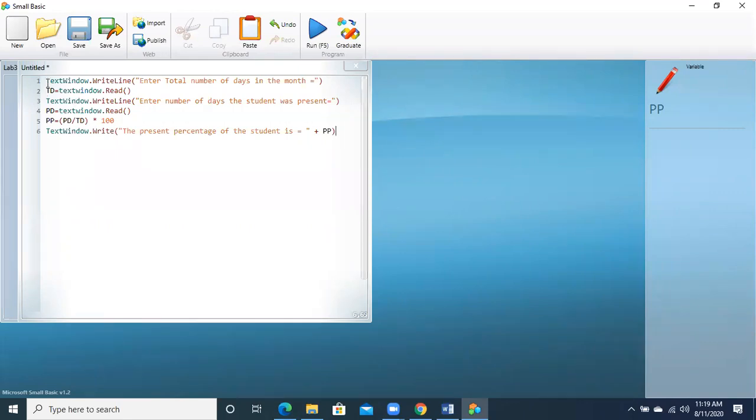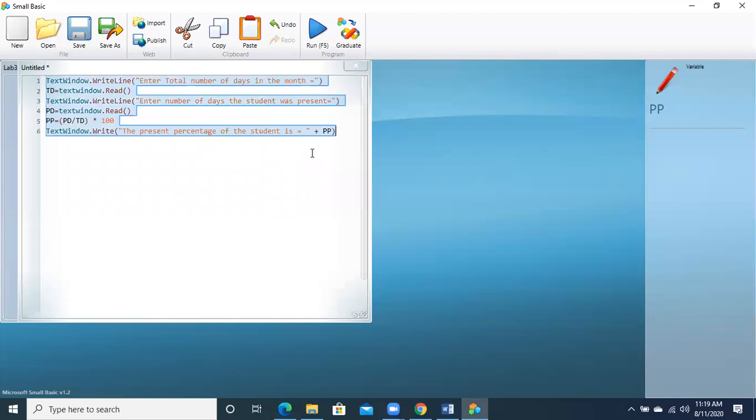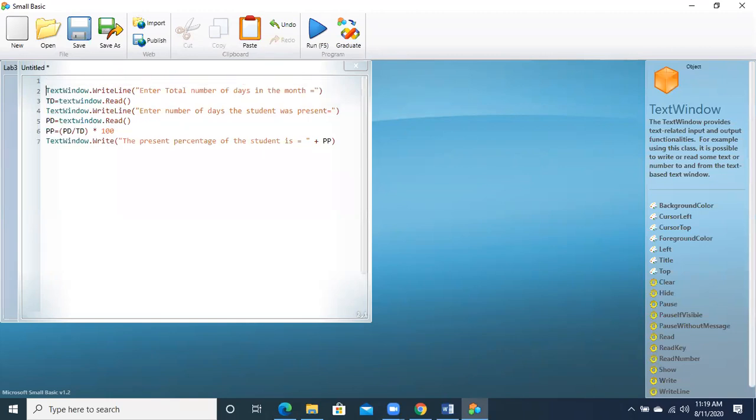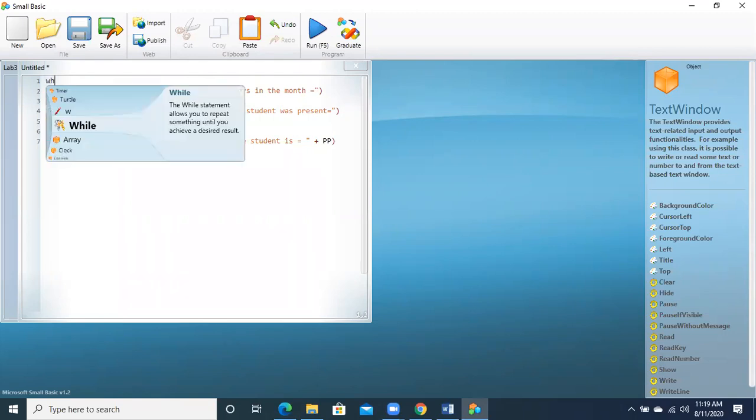So what we will do, we will put it in some loop. It should continue. So how is this possible? We will make it inside a loop. So how does a loop work? You know very well. So we are going to apply a while loop over here in this situation.